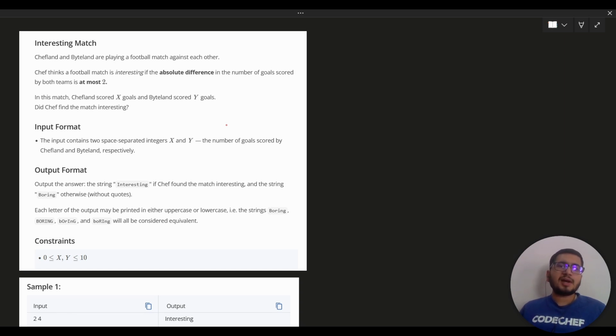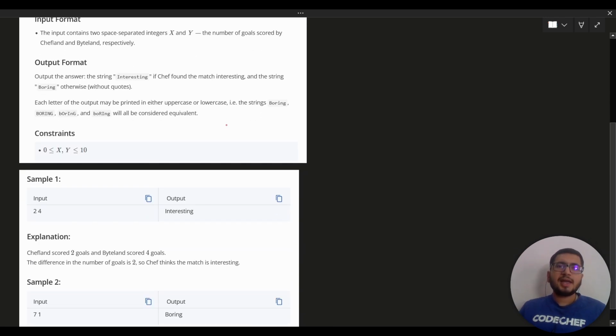For the input format, we have two space separated integers X and Y. For the output, we have to output either interesting or boring as per the result of the match. For the constraints, X and Y will both range from 0 to 10. Let's see some sample inputs.